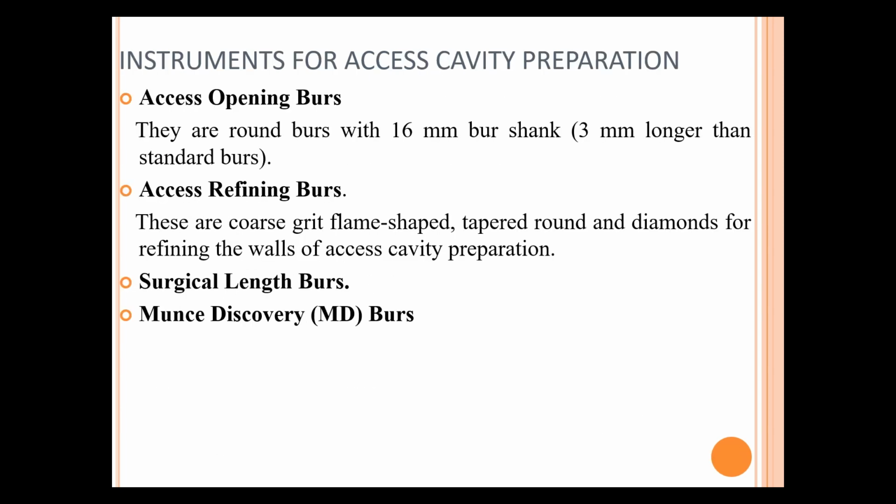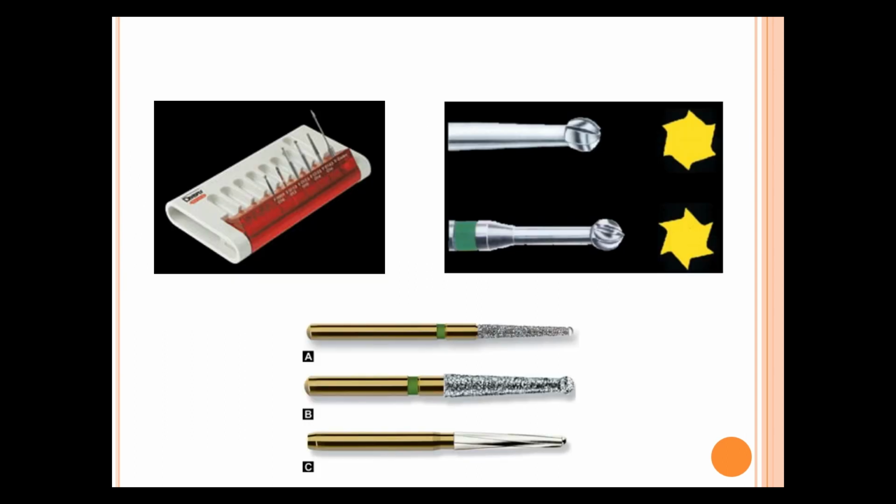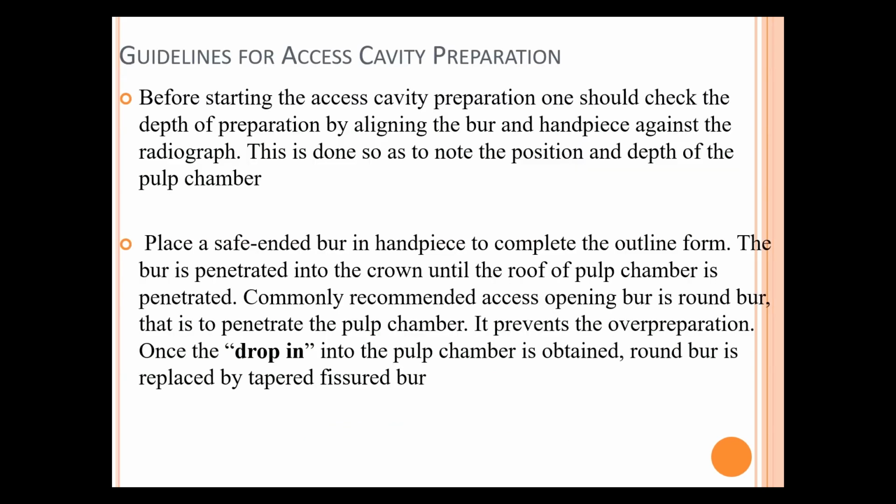Now coming to instruments for access cavity preparation. First of all, we need access opening burrs. They are round burrs with a 16 mm burr shank, 3 mm longer than standard burrs. Then access refining burrs. These are coarse grit flame shaped, tapered, round and diamond burrs for refining the walls of the access cavity preparation. Third is surgical length burrs, then Munce discovery burrs. This is the picture of the burrs.